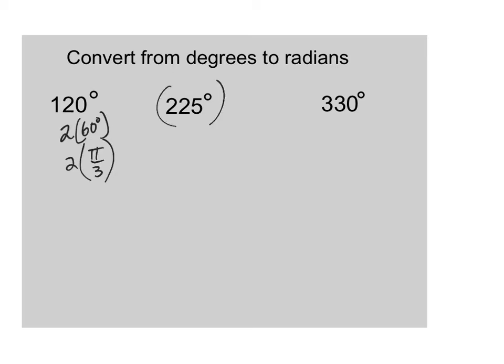This kind right here doesn't just scream out to me. I happen to know what it is because I'm a math teacher, but I don't think you would just naturally know what the base angles were and how many there were. So I don't think this would be easy to do that way. But you could just multiply by pi over 180 or 180 over pi. I can tell it's pi over 180.